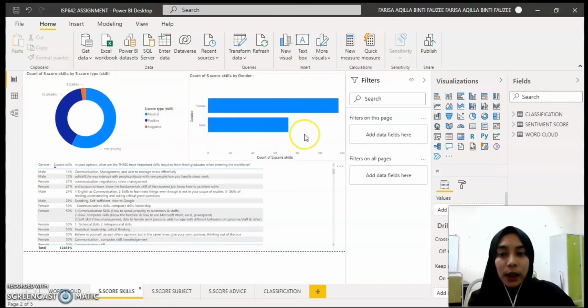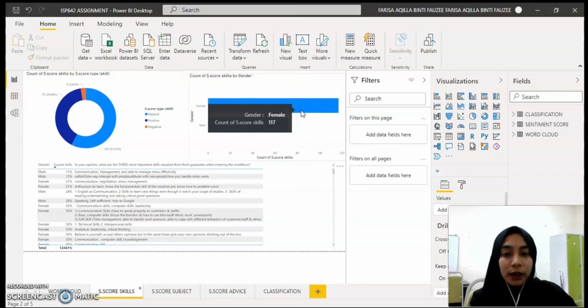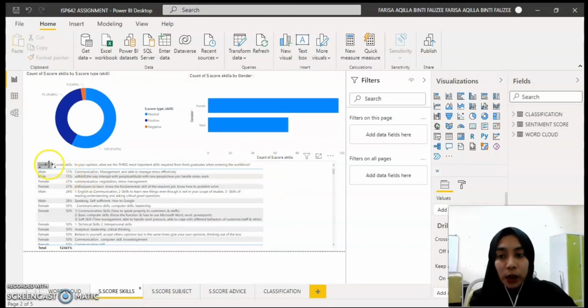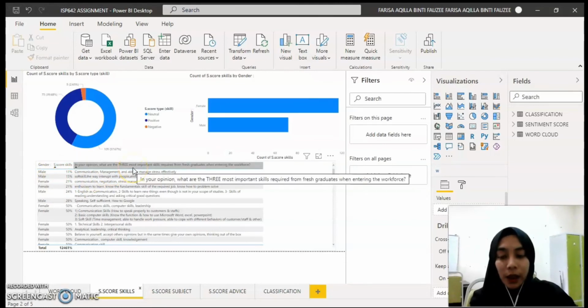We can also see the sentiment score skills by gender. The highest one is the female with the count of 117. The second one is male with the count of 72. We can also view the sentiment score using the table, which will give you the information regarding the gender, the sentiment score skill in percentage, and the data.